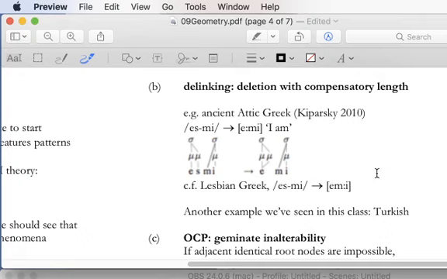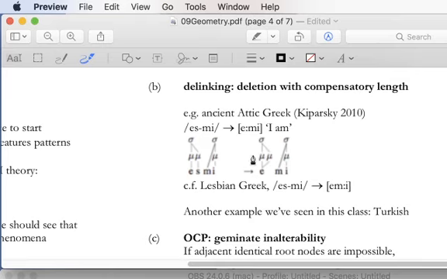Except the way we're going to be able to tell that it's a root node being deleted and not a timing slot is that we're going to get compensatory lengthening. Right? So here's an example from ancient Attic Greek. If you conjugate verbs in a particular way, and I don't even remember which of these is the stem and which one of them is the inflection, but this is the inflected form for "I am."